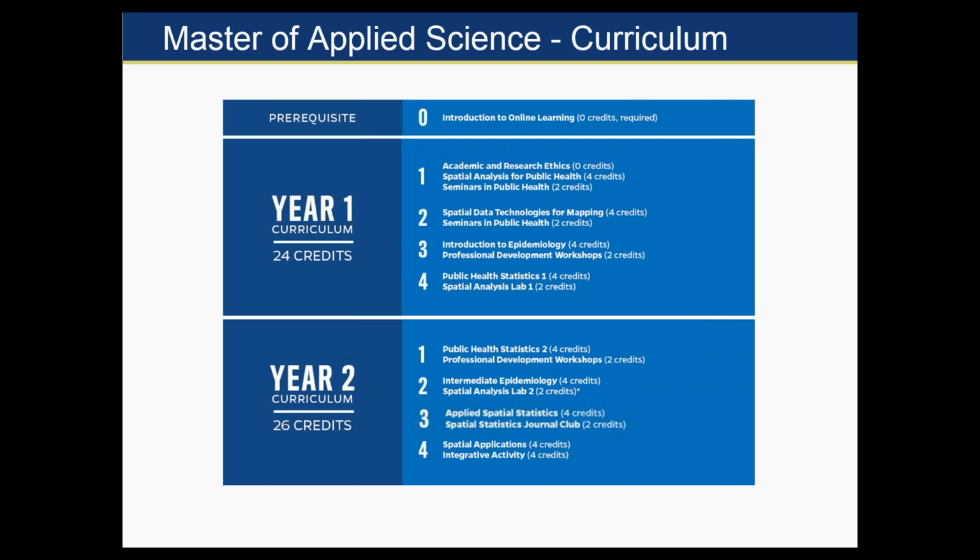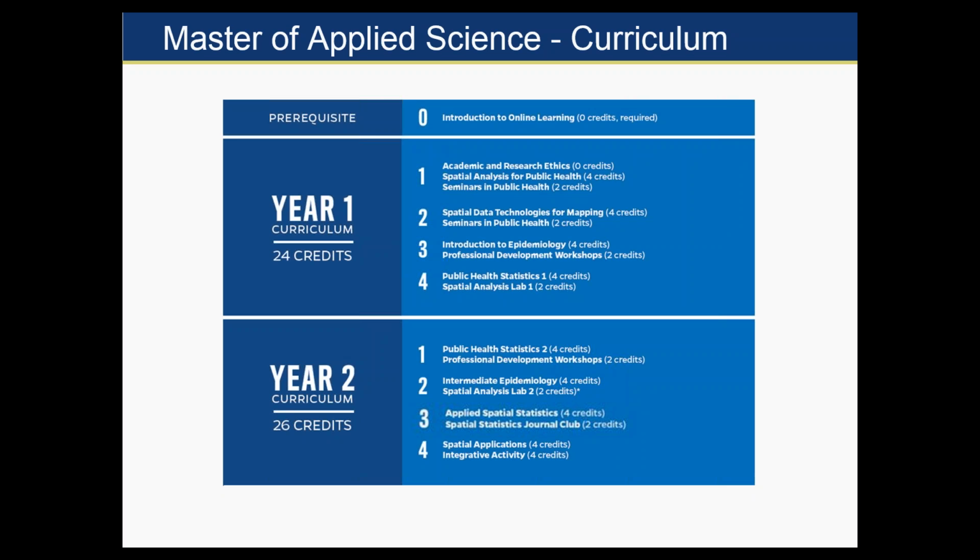And you can see in this first year, Hopkins splits each year into quarters instead of semesters. So you can think about 2 quarters per semester. In the first quarter of the first year, you're taking spatial analysis for public health. That's a core class which introduces the topic of spatial analysis for public health, but it focuses on learning the ArcGIS software. In term two, we have spatial data technologies for mapping.